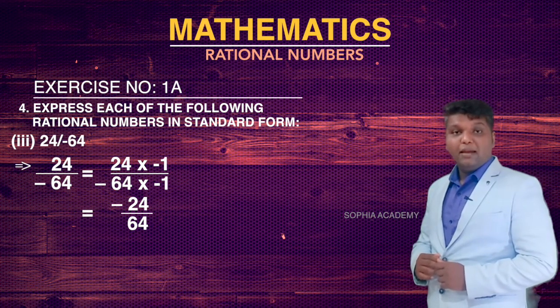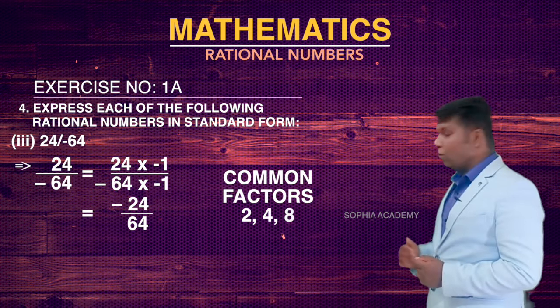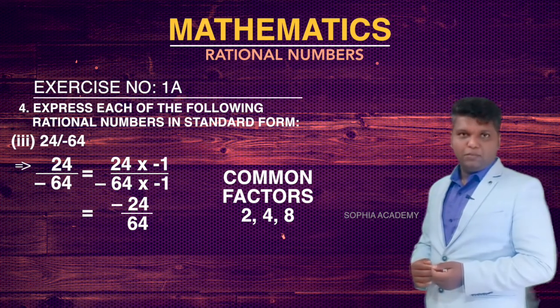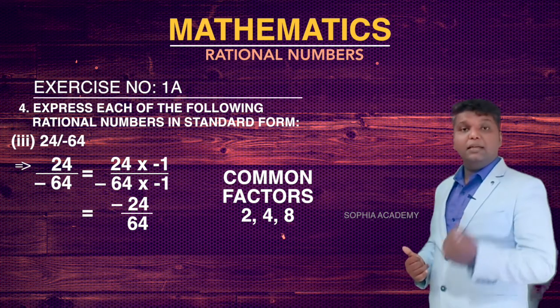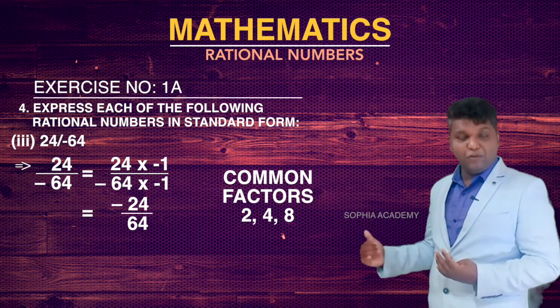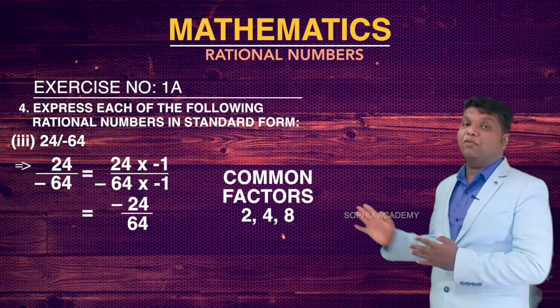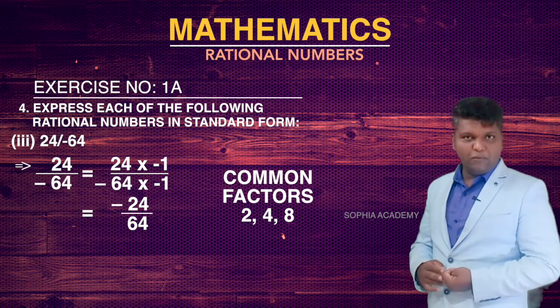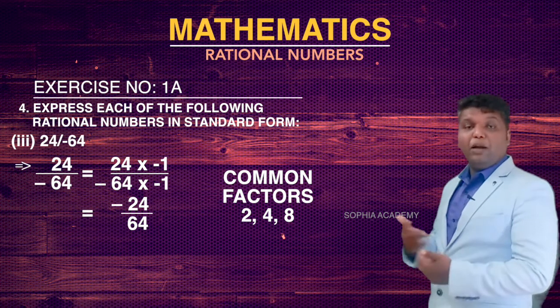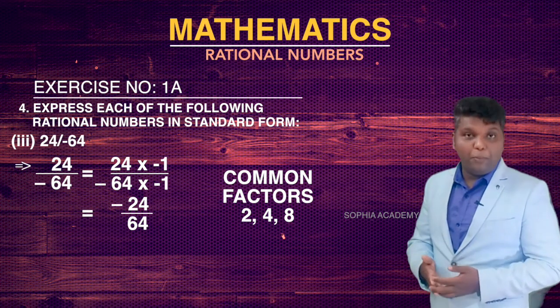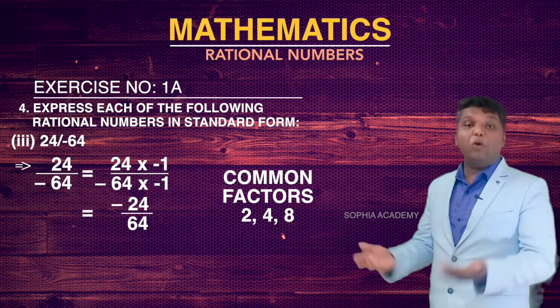No. Why? Because 24 and 64, both of them are in the table of 2, right? That means there is a common factor 2. Again, both of them are in the table of 4. That means 4 is also a common factor. So more than one common factor is there, so they are not coprimes. So make it into coprimes.